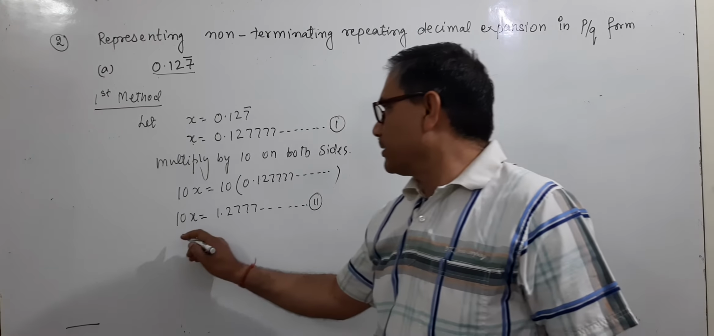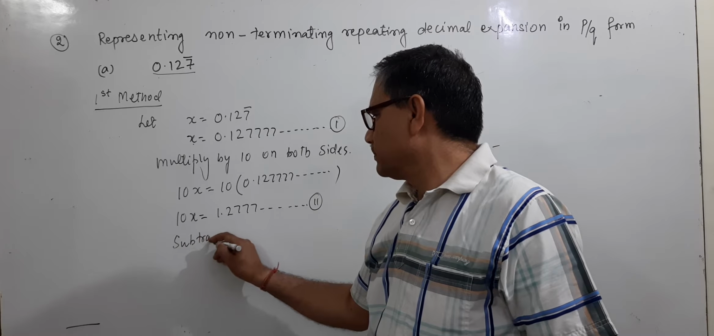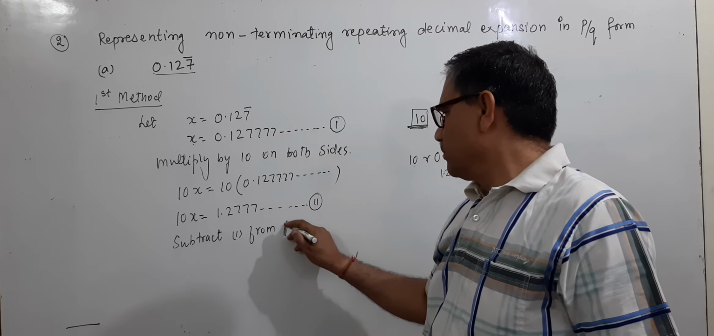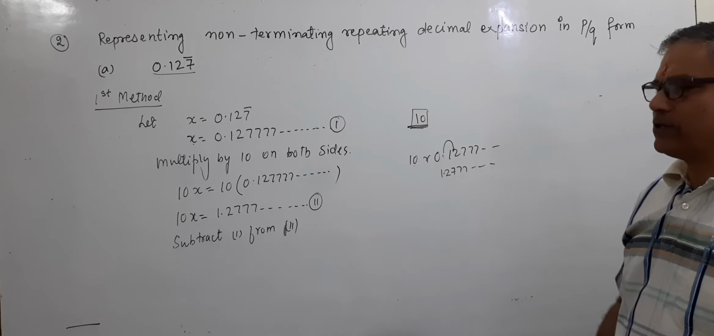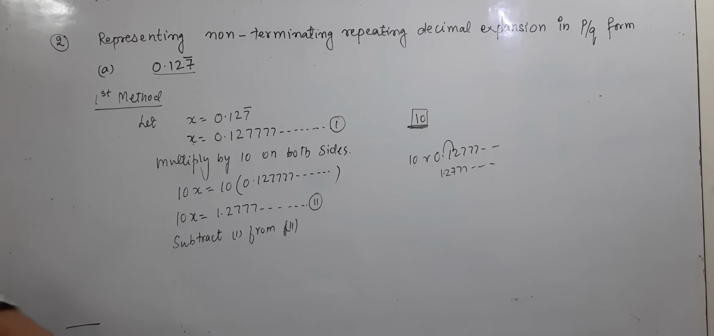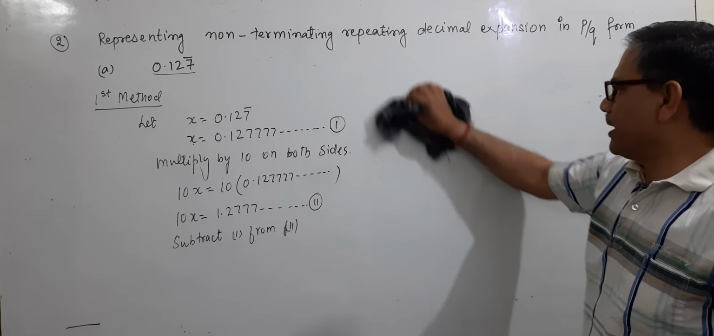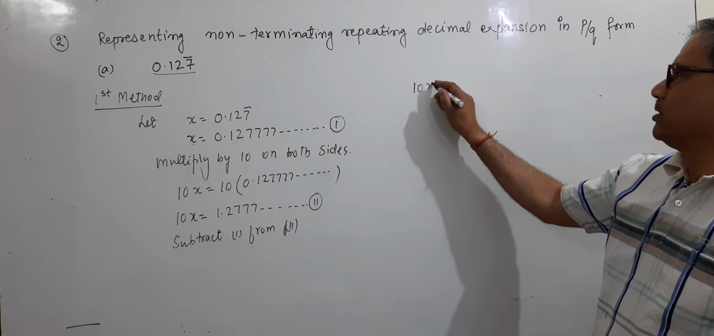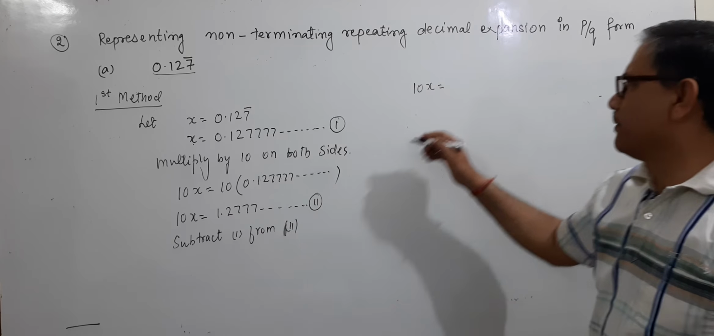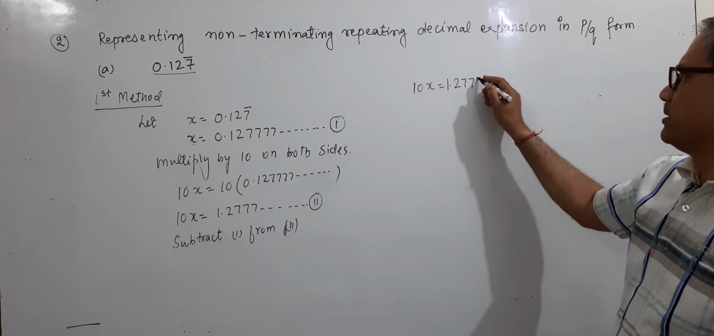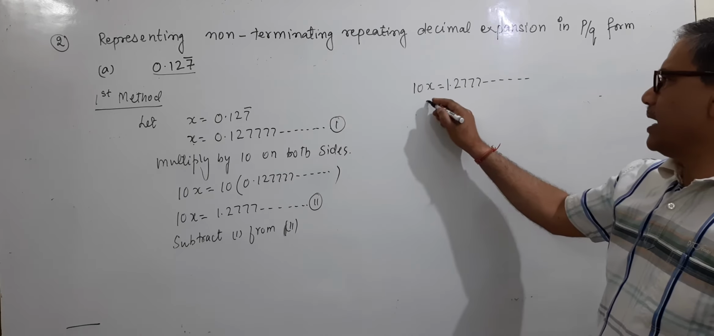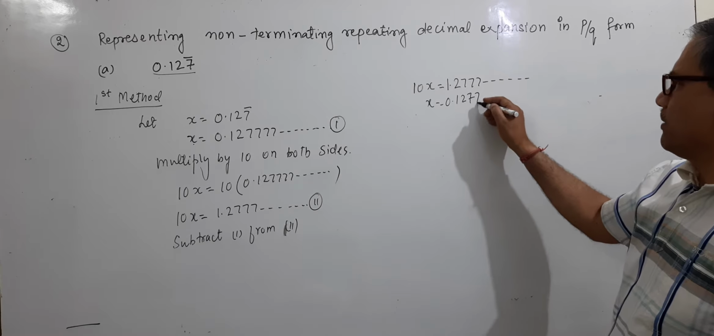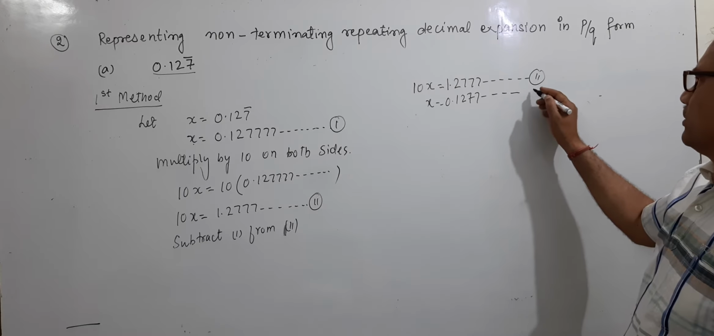And then subtract first from second. So we have to subtract first from second. We can subtract either row wise or column wise. First we write the second equation: 10x is equal to 1.2777 dash dash dash dash. And here x is equal to 0.127 dash dash dash. This is equation number second and this is equation number first.